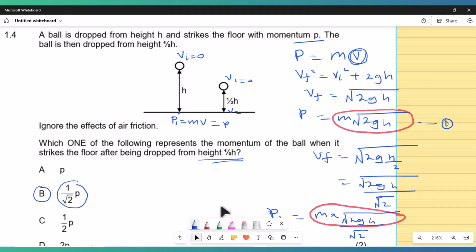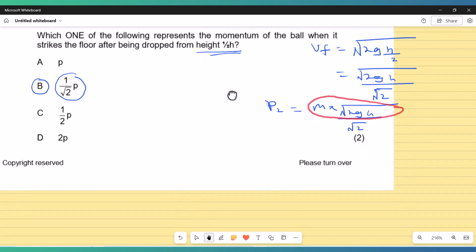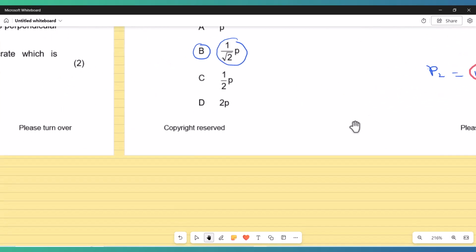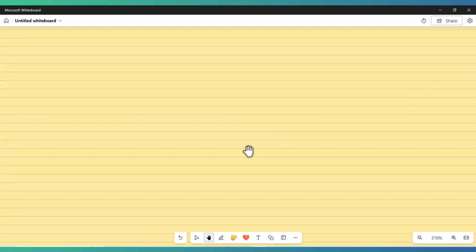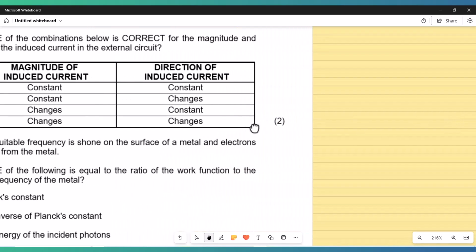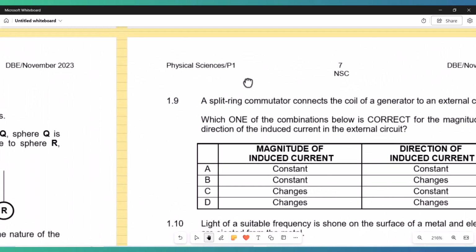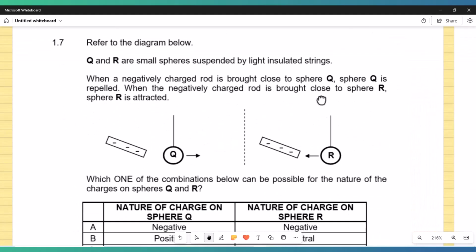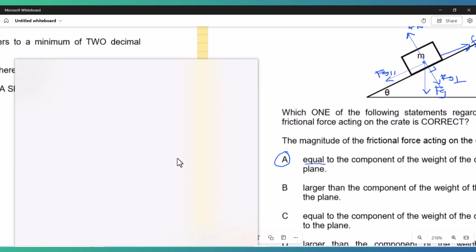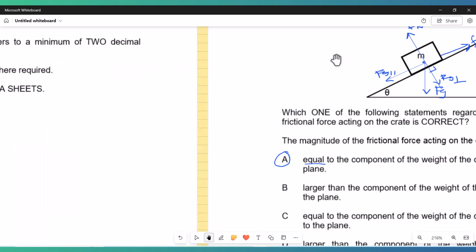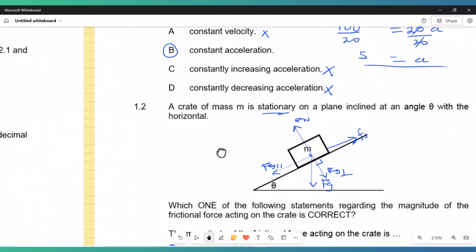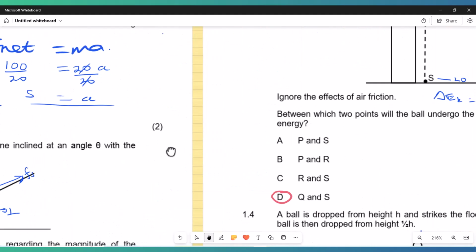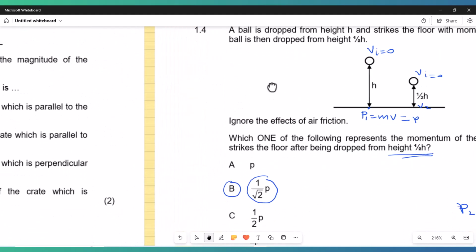Let us continue. Next question. Next question, where are you? It's here. Okay, that was 1 point what? Next it must be 1.7, right? Let me check. This was 1.2. Okay, 1.4. What is 1.5?